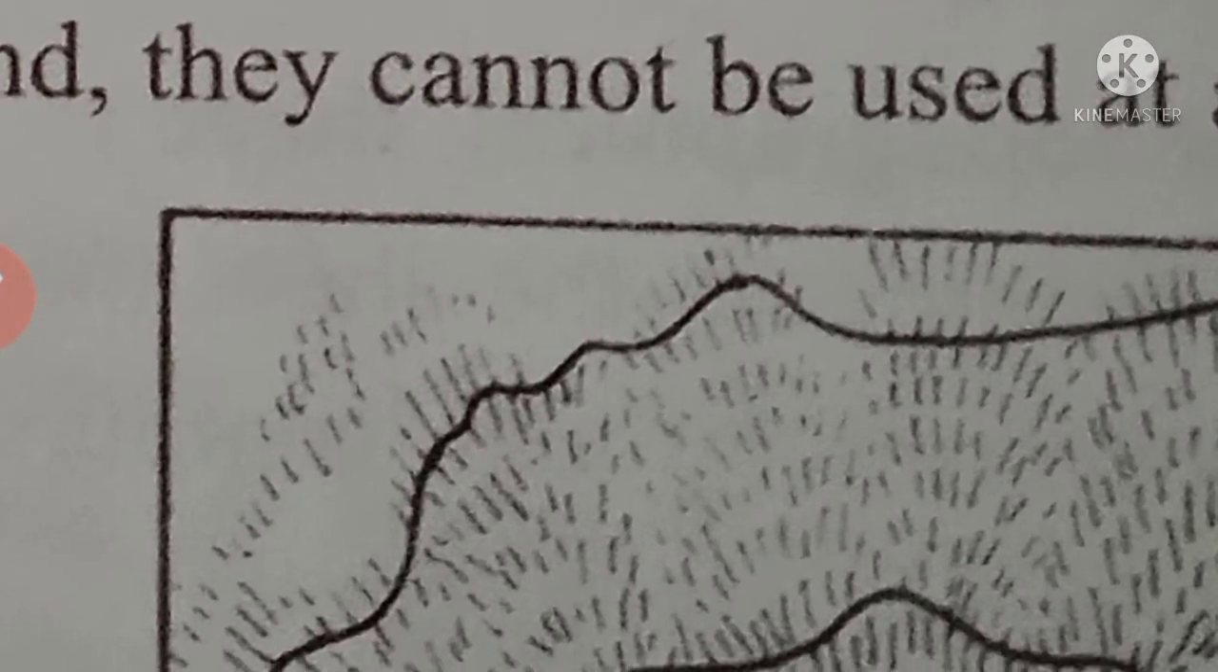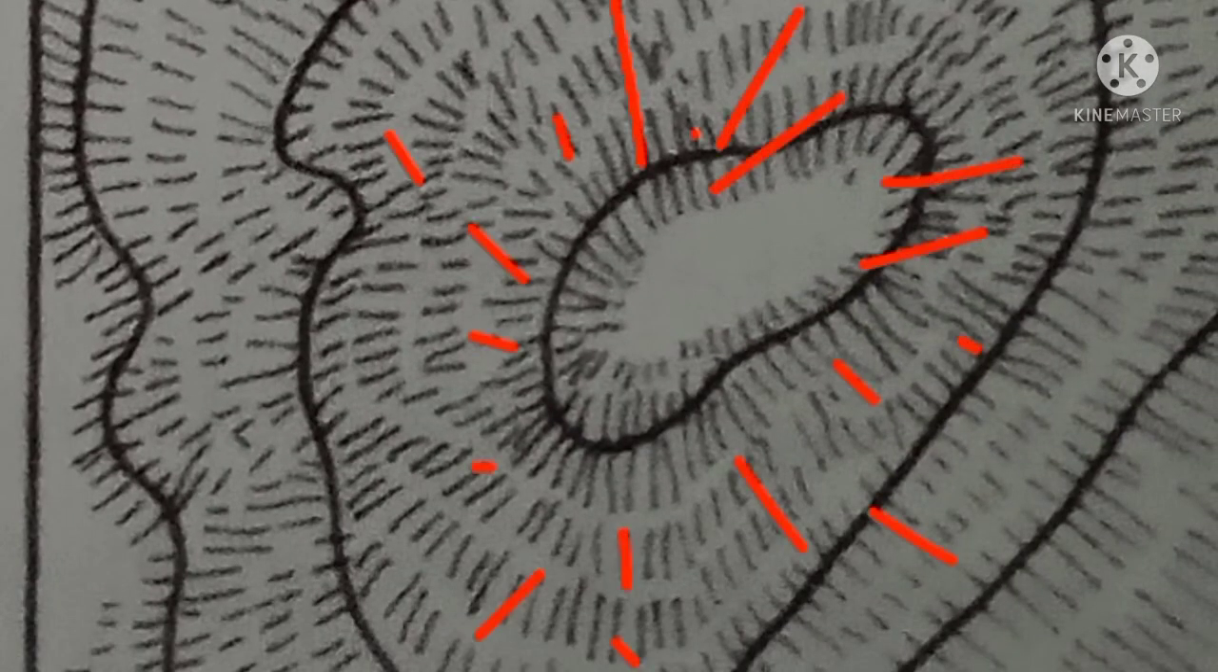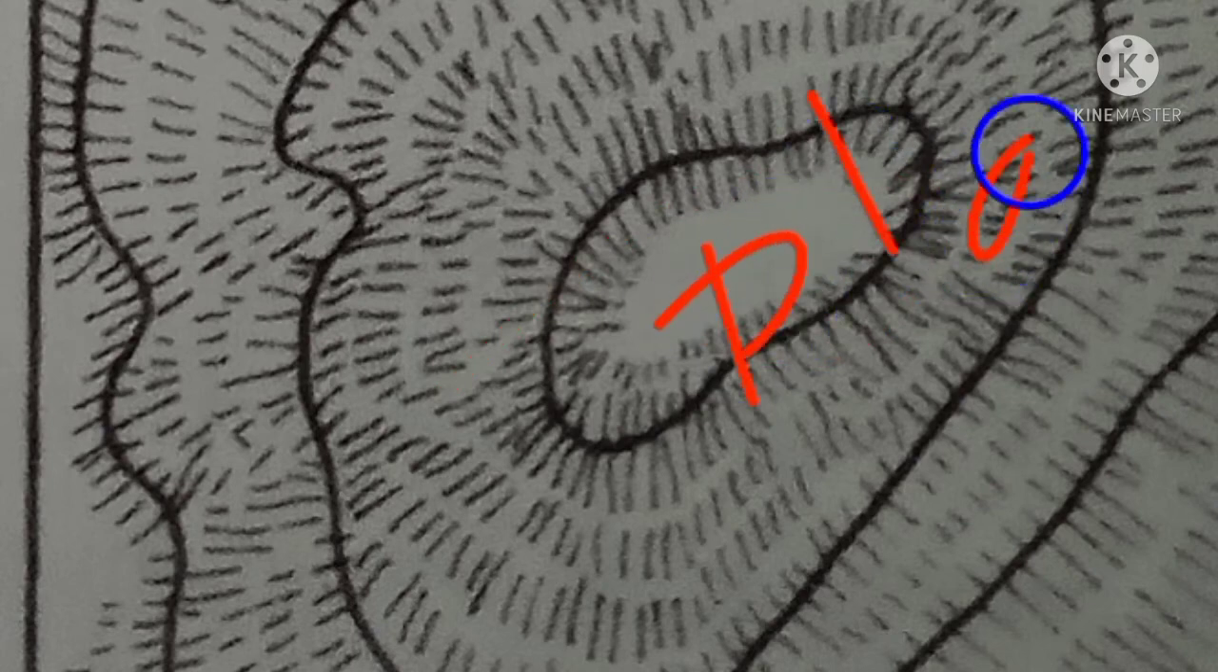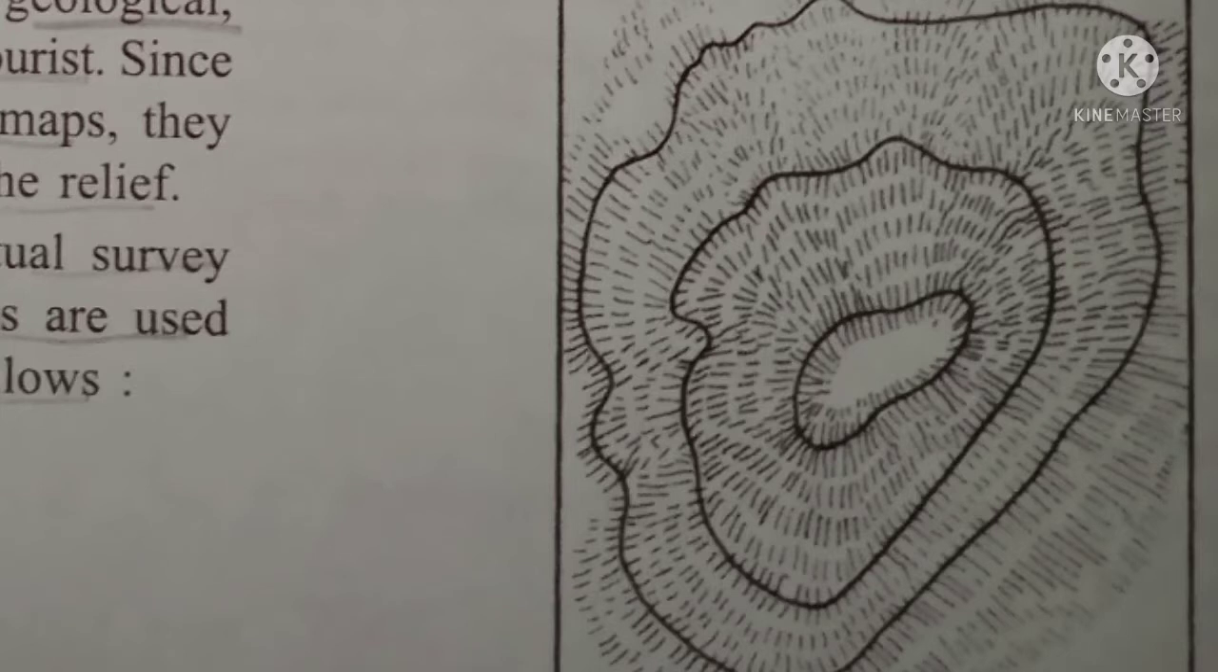Here in this figure, in the middle, there are no hachures, it means no short lines are there. What does it represent? It means this region is a plain region. So students, what are hachures? Hachures are short lines representing the direction of the slope. For a steep slope these lines are very close to each other, for a gentle slope they are a bit apart from each other, and for flat ground or plain there will be no hachure lines.